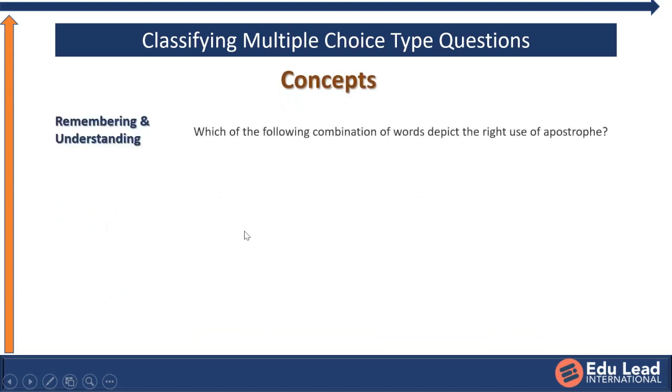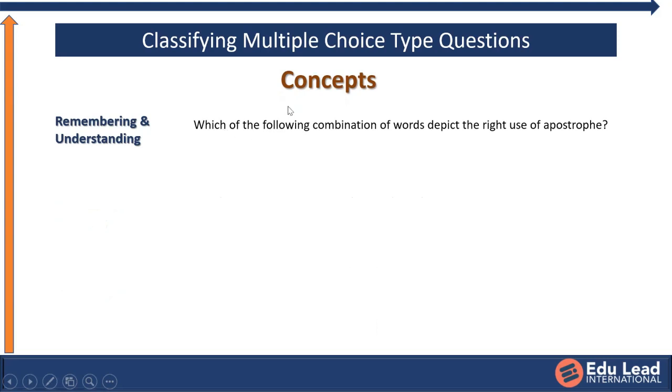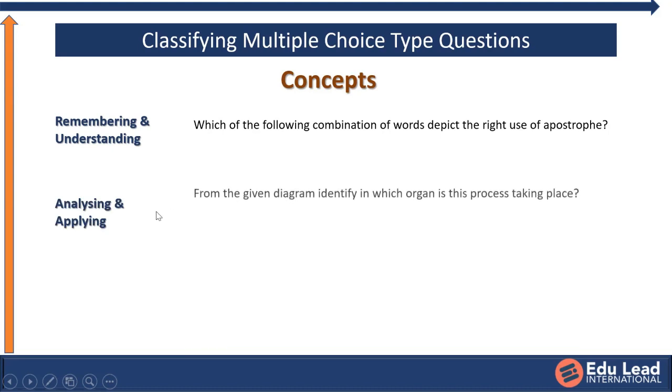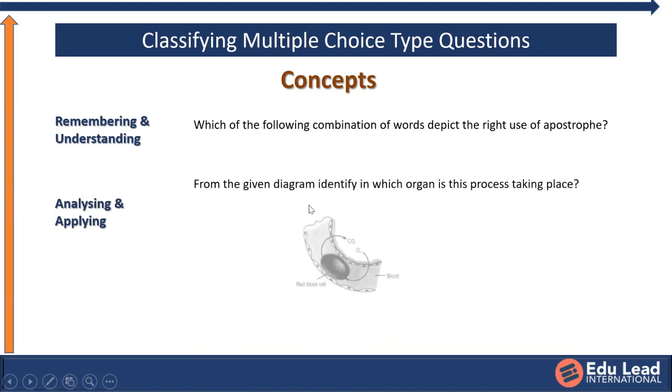Now, a remembering and understanding concept-based question could be, which of the following combinations of words depicts the right use of apostrophe? So there would be 4 combinations given, and the child has to find out which combination has the right use of apostrophe. So this is based on the concept and it's an understanding-based question. Then analyzing and applying. From the given diagram, identify in which organ this process is taking place. So there is analysis which will be done over here. And again, it's a concept-based question.